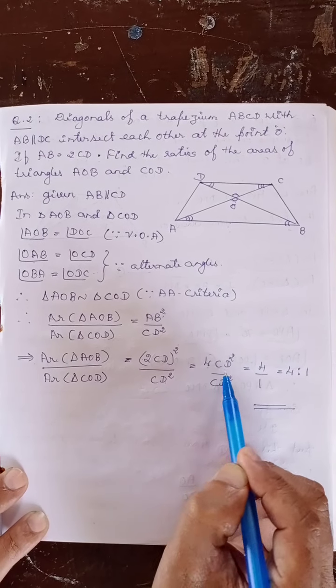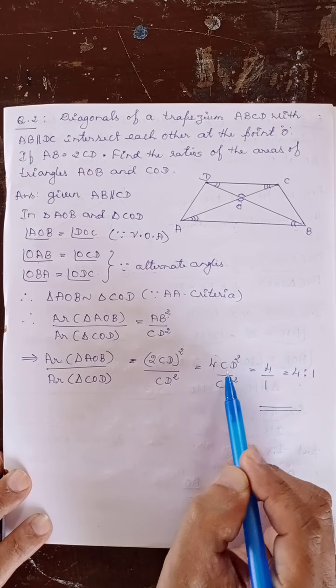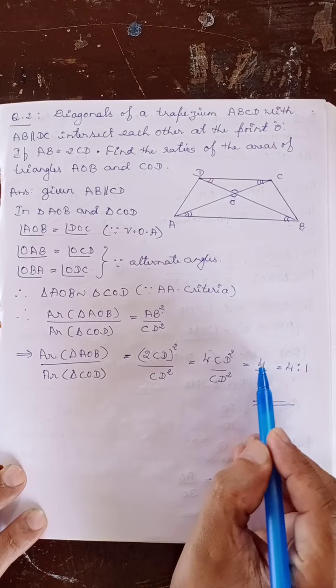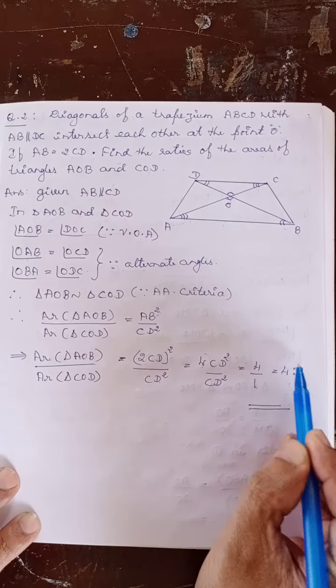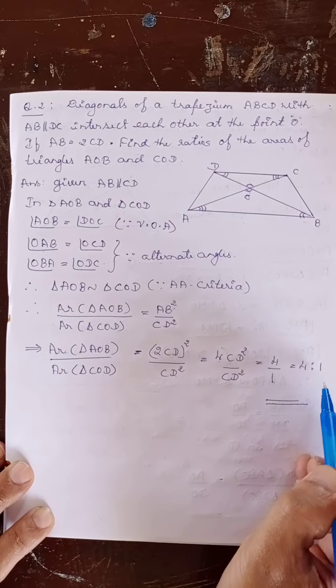2 square is 4, CD square by CD square. So CD square and CD square get cancelled. Remain here, it is equal to 4 by 1. Hence the ratio will be 4:1.